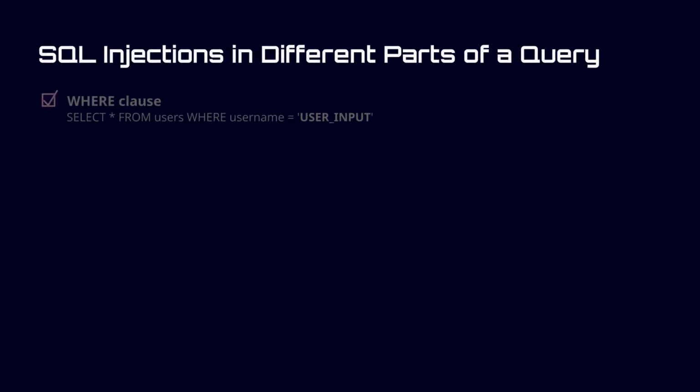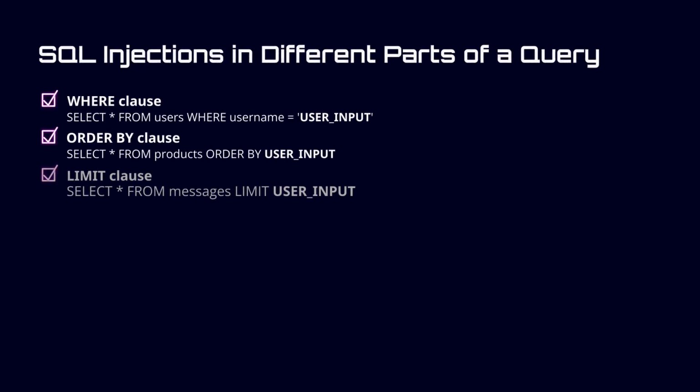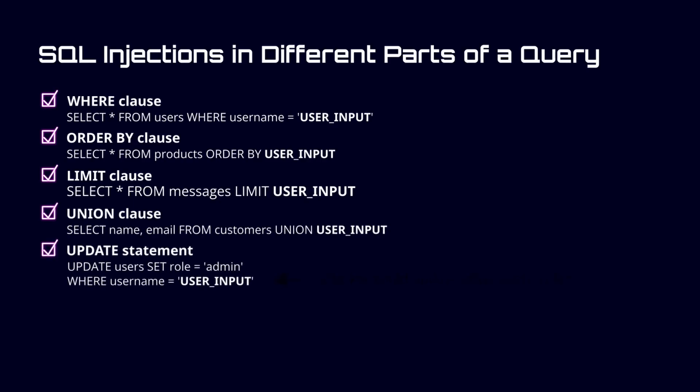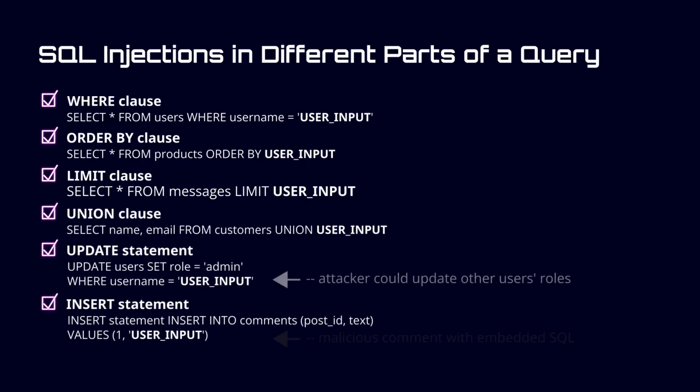SQL injection doesn't just happen in select queries. It can affect any part of an SQL statement if user input is inserted directly. In the where clause, attackers can bypass checks. In order by and limit, they can manipulate sorting or extract massive datasets. With union, they can pull in unauthorized data. But it doesn't stop there.